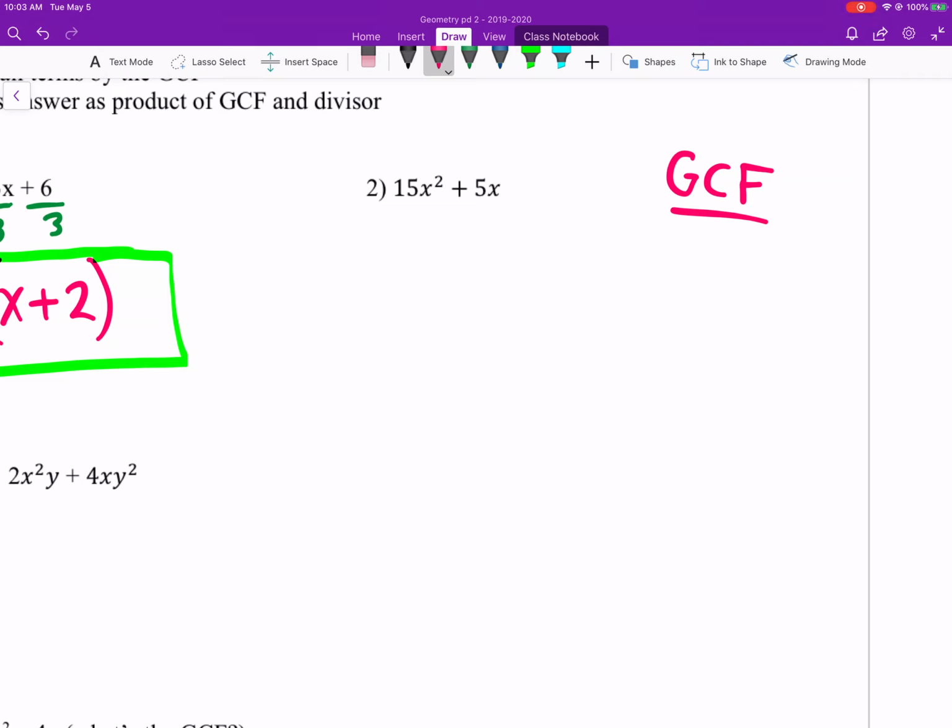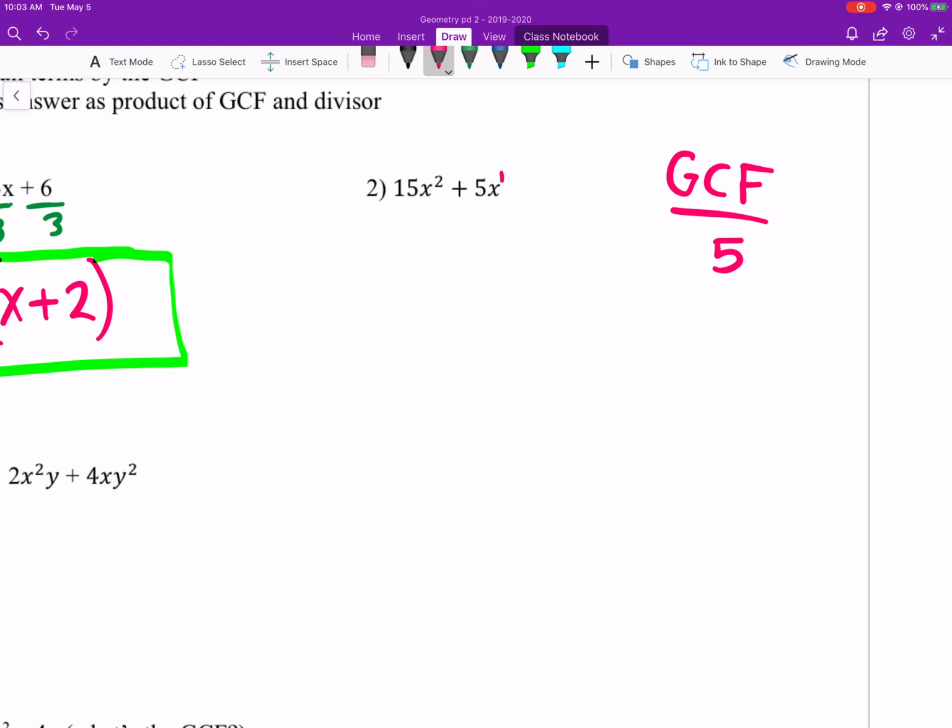Now, look at the values first. So the numbers, the numerical values, right? 15 and 5. What's the biggest value that goes into 15 and 5? It's 5. Now, both of these terms have an x term. So I have an x variable, right? X to the second and x to the first.